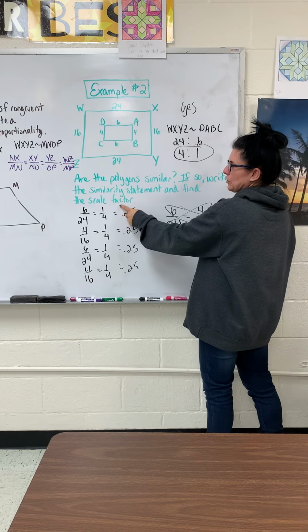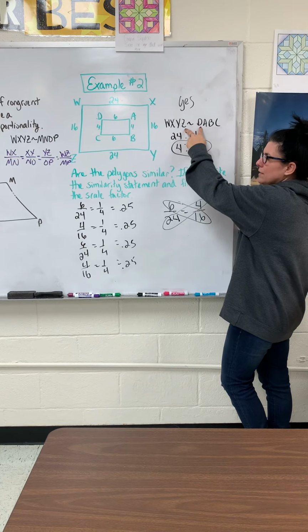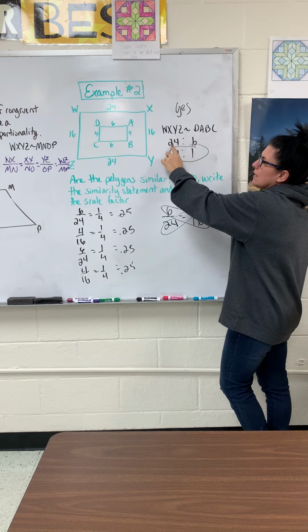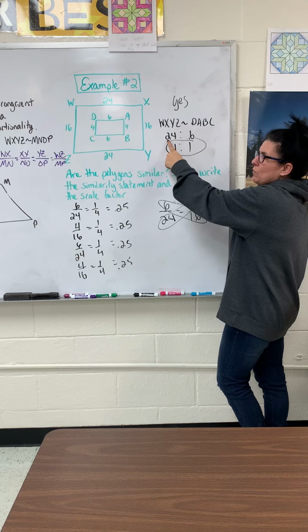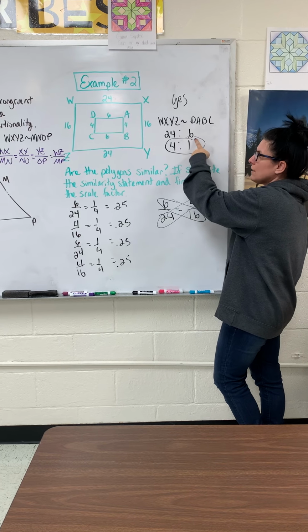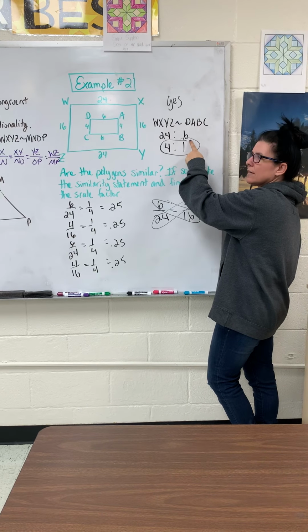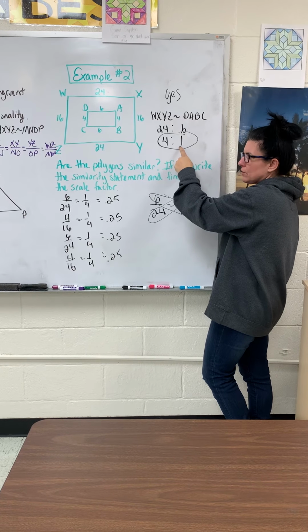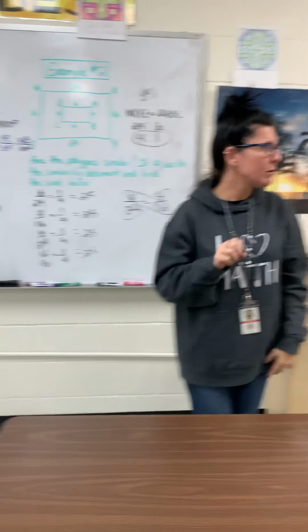Find the scale factor. Because this is how I wrote my similarity statement, I'm going to stay consistent. I picked a side from WXYZ of 24, then I picked a corresponding side of DABC, which is 6. When I reduced it, I got 4 to 1, which is my scale factor. One more problem I want to look at.